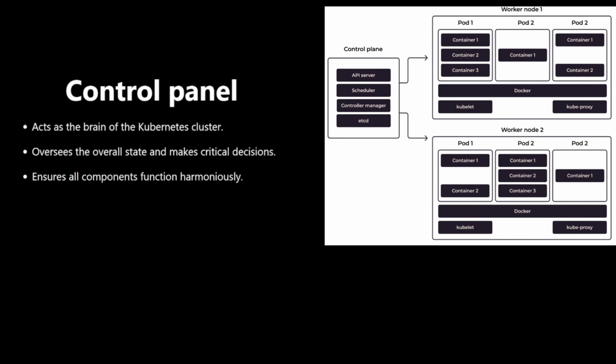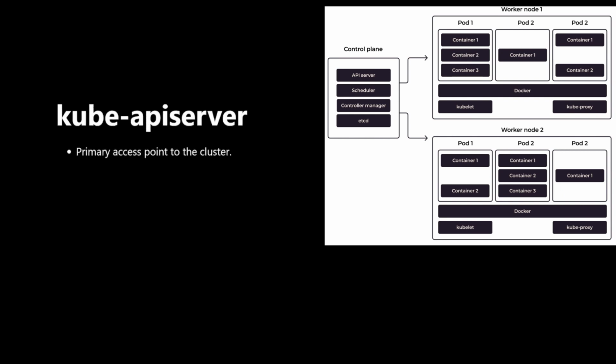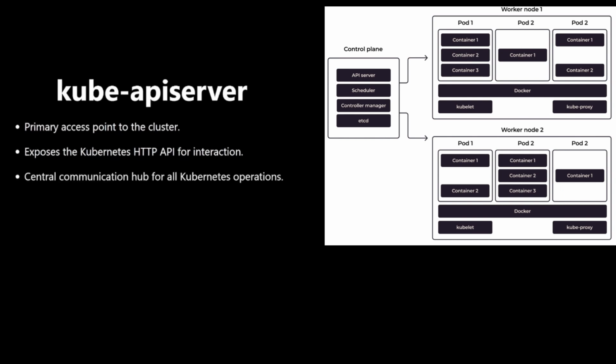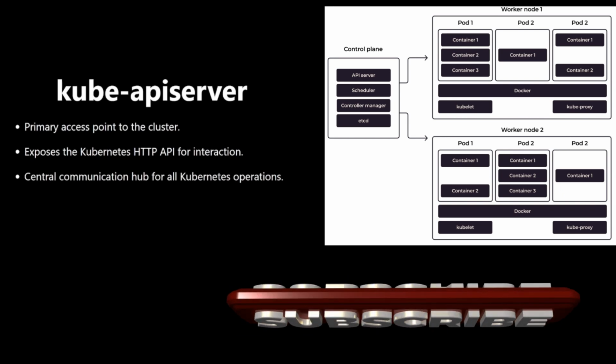Kube-apiserver. This serves as the primary access point to your cluster, exposing the Kubernetes HTTP API. All interactions with the cluster, whether by you or other components, are conducted through this API. It functions as the central communication hub for all Kubernetes operations.